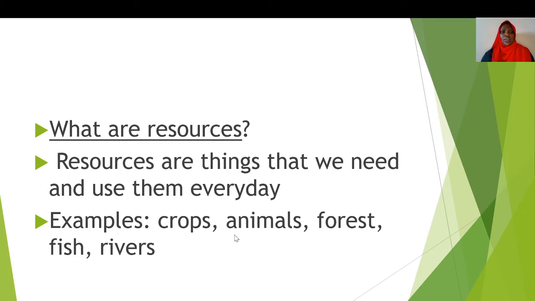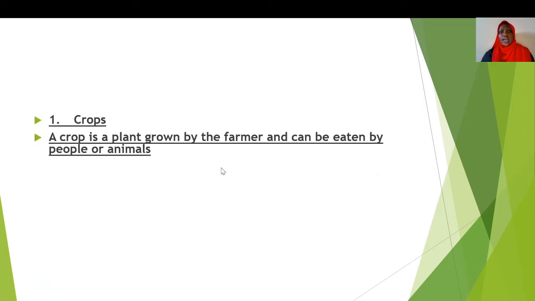Now, let's start with the crops. Let's talk about the crops. What are crops? A crop is a plant grown by the farmer and can be eaten either by people or by animals. Now, who is a farmer?